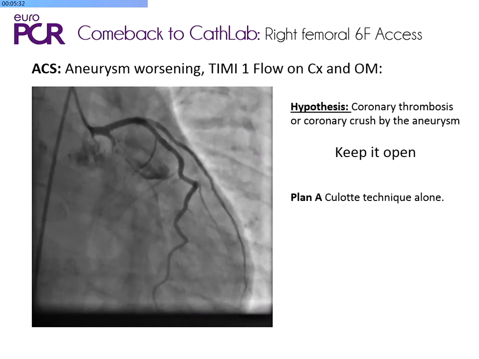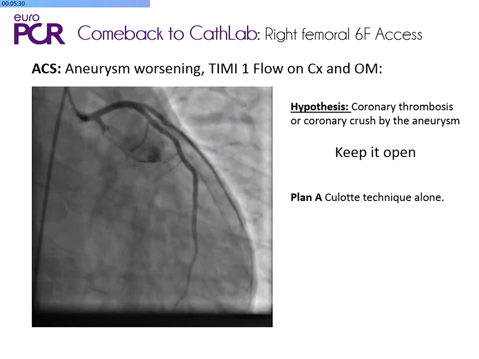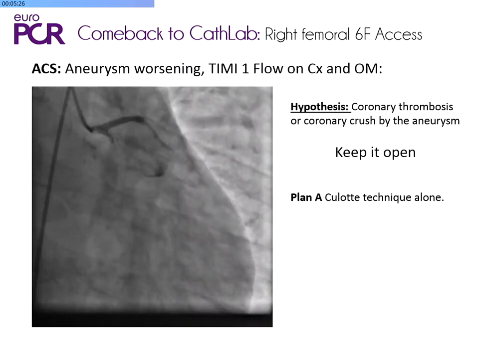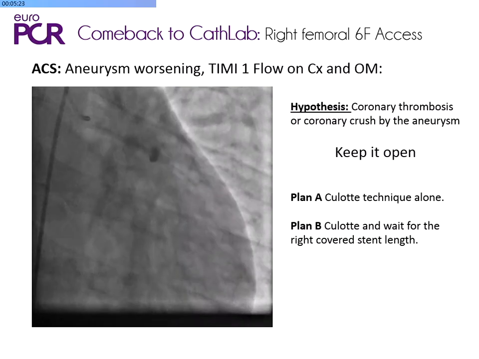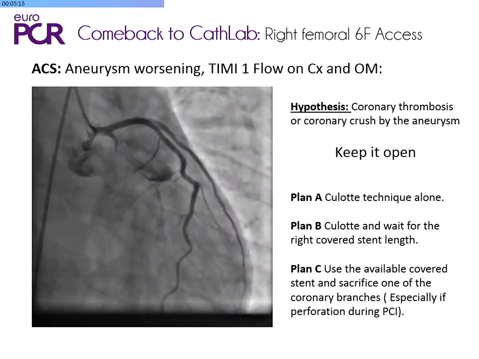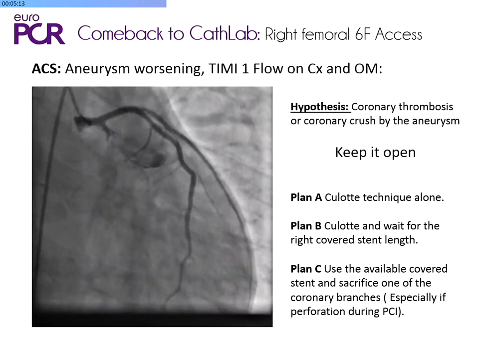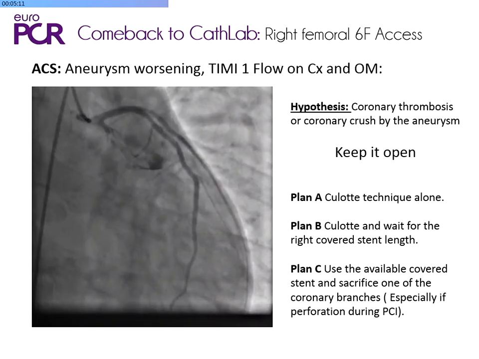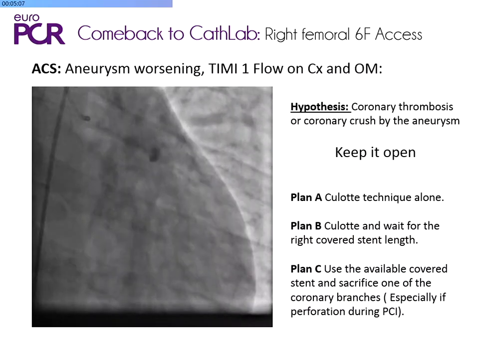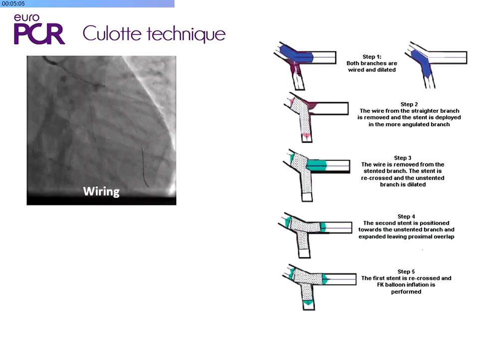So our plan A was to perform culotte technique alone. Maybe the double layer of stent could be able to exclude the aneurysm. Plan B was to perform culotte and wait for the right covered stent length or implant a coil inside the aneurysm. And plan C was to use an available covered stent and sacrifice one of the coronary branches, especially if perforation during PCI.